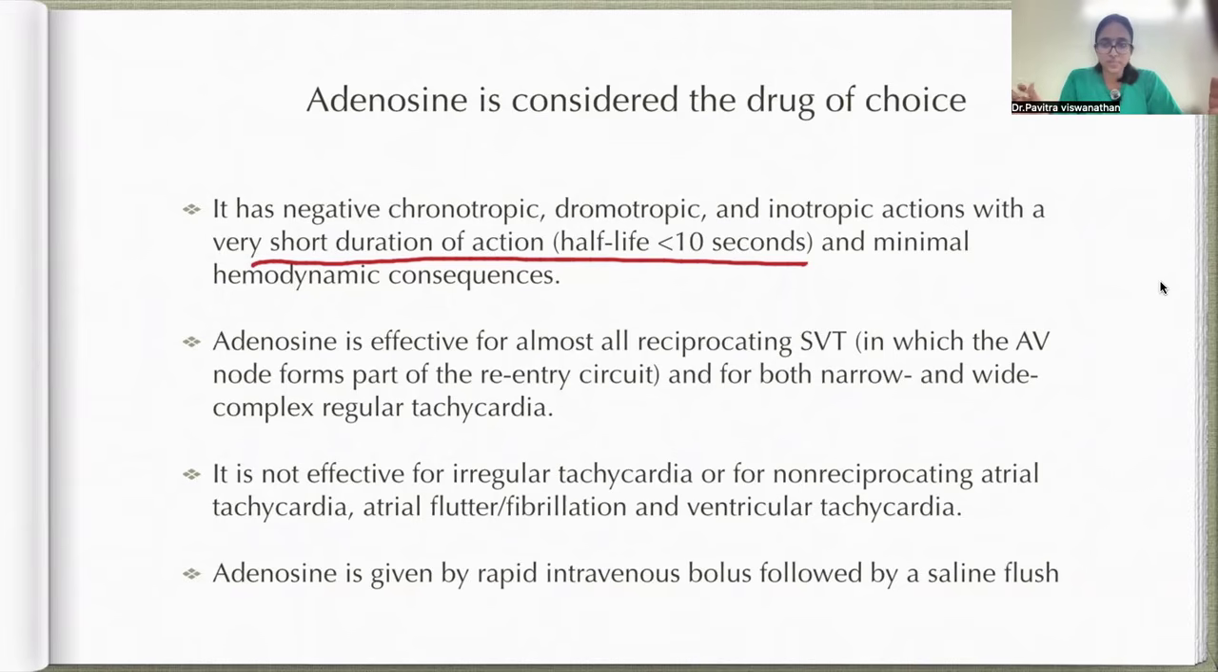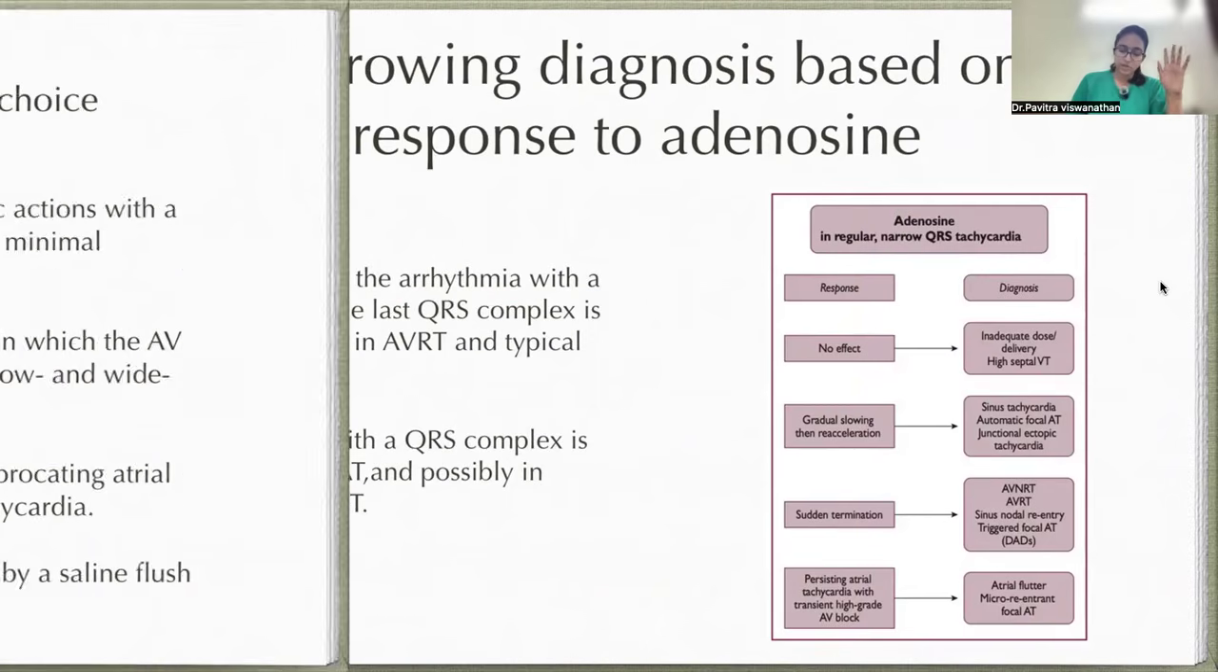Either your adenosine has not gone in, because the half-life is very small, it's already metabolized by the time it has reached the heart, or your diagnosis of SVT is not right, because it's not arising from the supraventricular region. It's probably a ventricular tachycardia that you're dealing with, which you thought was supraventricular tachycardia. Adenosine will not work in those situations. It's not effective for any irregular tachycardia, atrial flutter, ventricular tachycardia. So, those things, adenosine will not help. And remember to give it by rapid IV push.